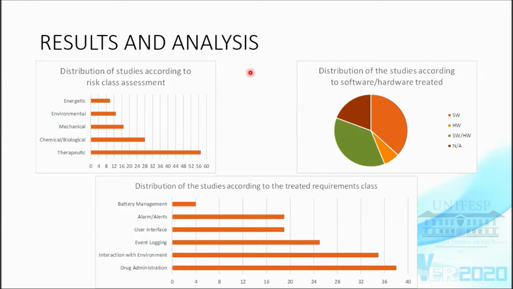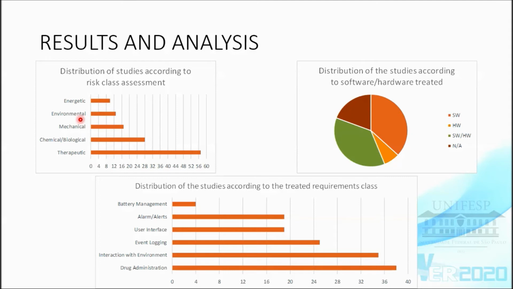And now considering the properties related to the research questions, we had risk assessment, systems deployed, and requirements approach. The risk assessment could get divided into 6 classes: therapeutic, that is related to the drug use; energetic, that is related to energy dissipation; chemical or biological, that is related to problems for the patient's organism; mechanical, that is related to physical parts of the equipment; and environmental, that is related to the interaction with the environment.